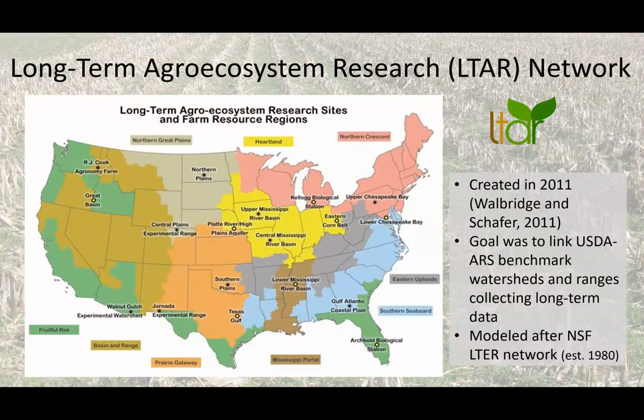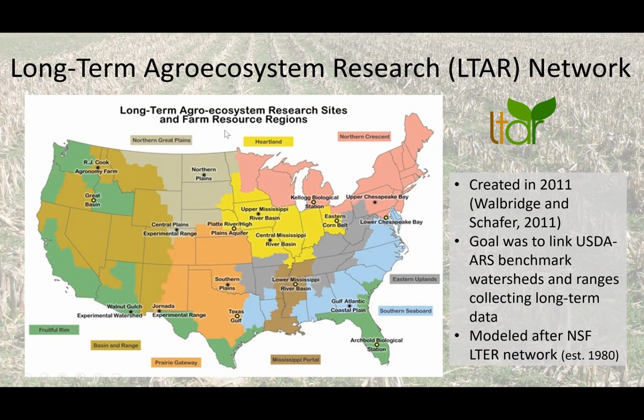So here's a map of the sites. The Long-Term Agroecosystem Research Network, that's LTAR, encompasses about 18 different sites around the US. And they're shown on this map here. I don't have a pointer, I guess. Will this work? Yeah, this should work. I think that shows up.